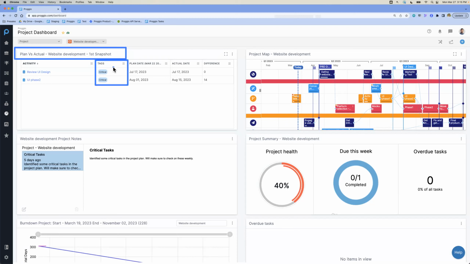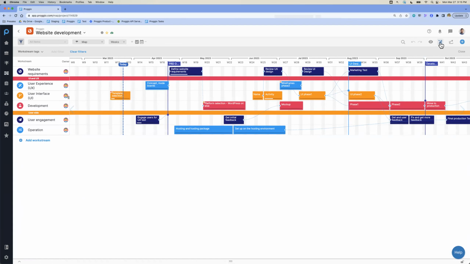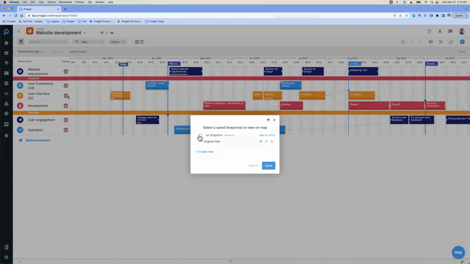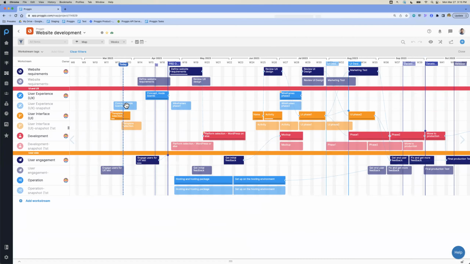We can see certain information like critical capabilities, critical information and tags that we've got on activities, and we see our plan versus our actual and the difference there. Now, when we want to look at it more in a visual format, we can come into our project snapshot on the actual project and quickly identify some of these trends from activities and milestones that are happening.